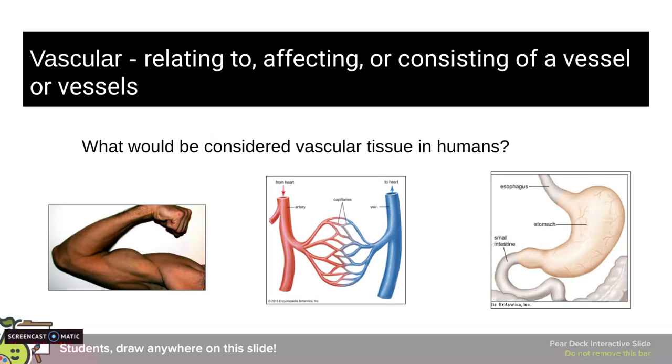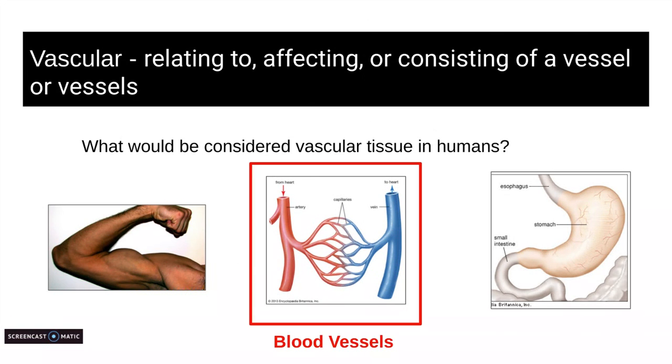So the first word that we're going to talk about is vascular. And vascular means relating to, affecting, or consisting of vessels or a vessel. So in humans, which one of these would be considered vascular tissue? Which one has the vessels? Yeah, this would be our circulatory system. This is transporting things, blood vessels.